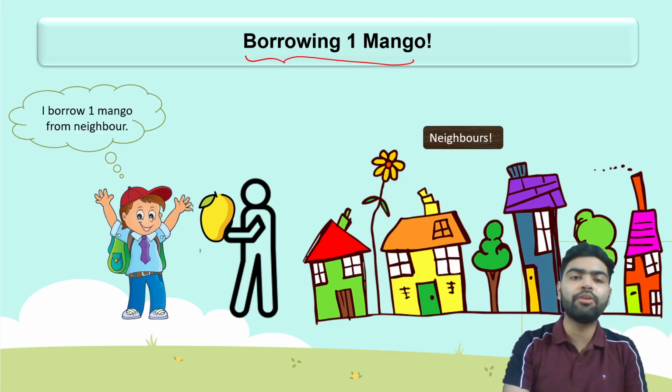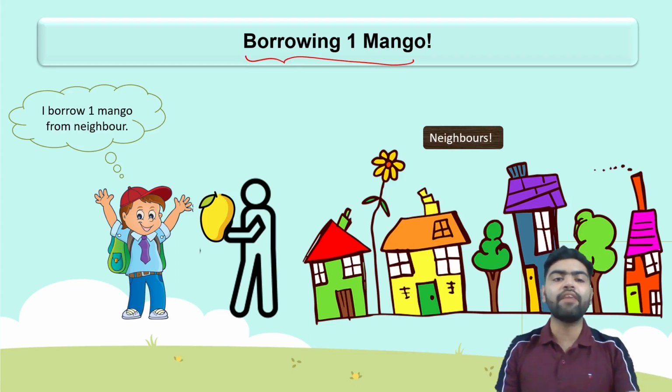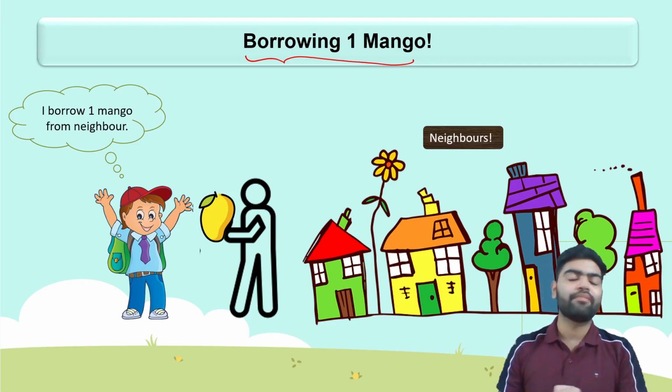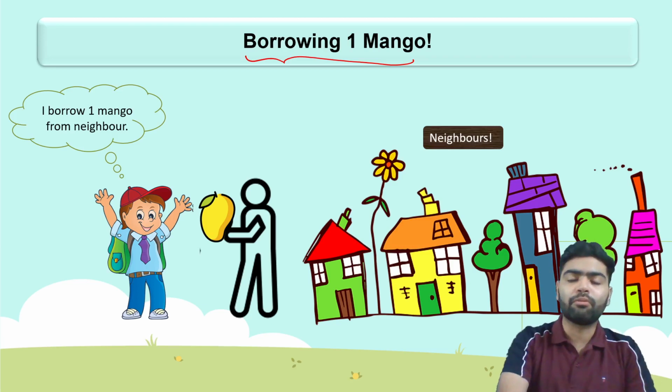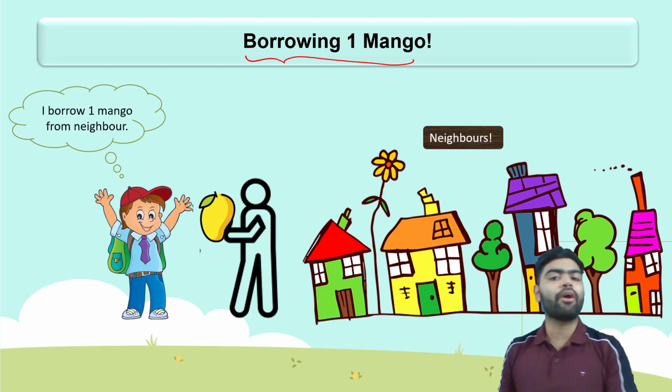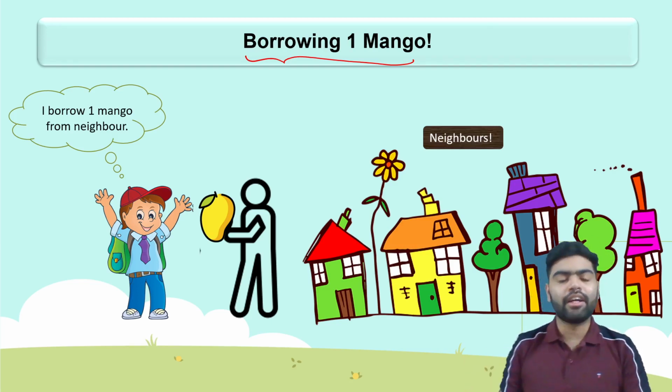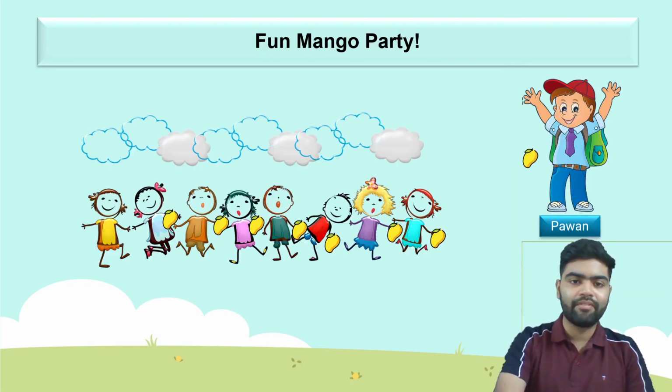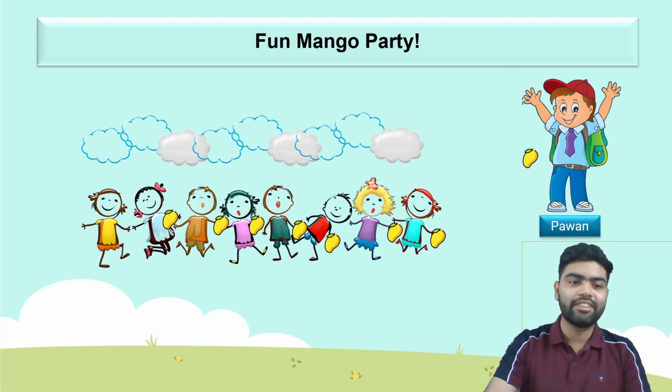So what did Pawan do? Pawan thinks, I will borrow one mango from the neighbor. Okay, I borrowed one mango from the neighbor. So what does borrowing basically mean? Borrowing means you take something you do not have, for some period of time maybe. So now again, everybody gets a mango. Everyone gets a mango now, right? So it's a fun mango party time, isn't it?